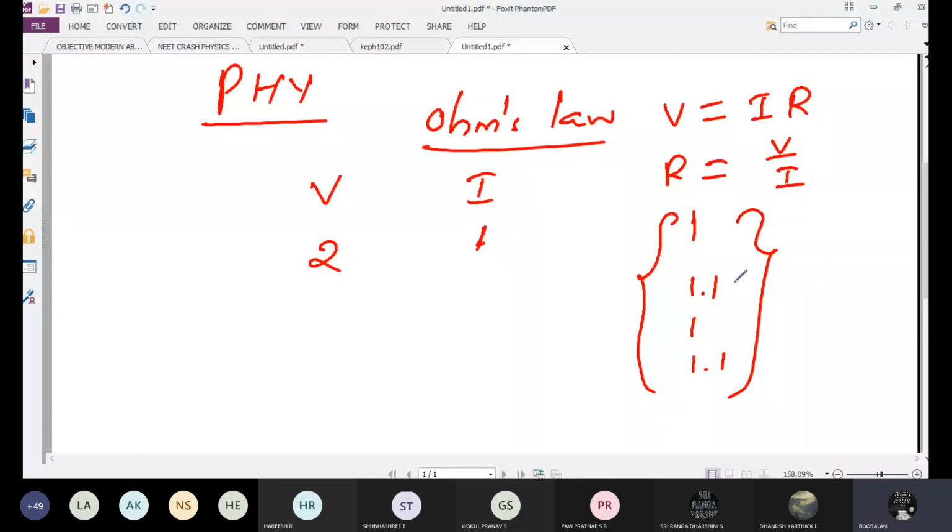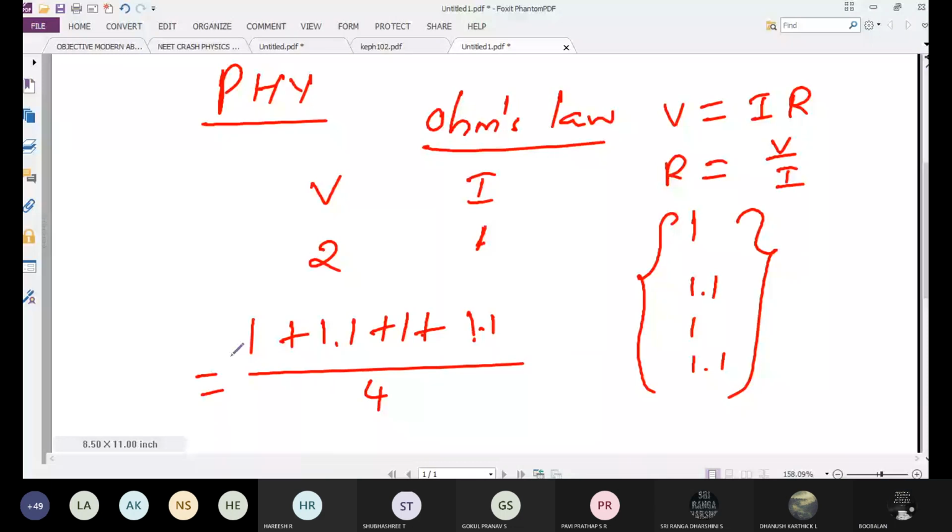Okay, true value minus experimental value is the absolute error. So how to find the true value? You should add all the four experimental values and divide by 4. 1 plus 1.1 plus 1 plus 1.1, divided by 4. 4.2 divided by 4. So this is the true value.